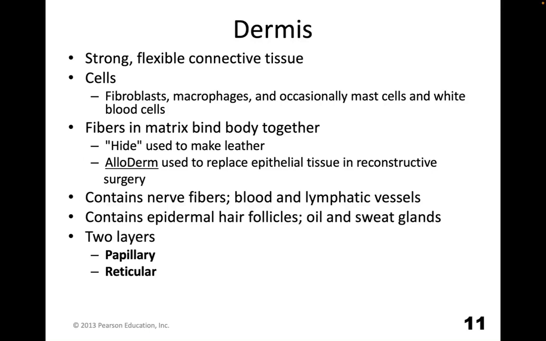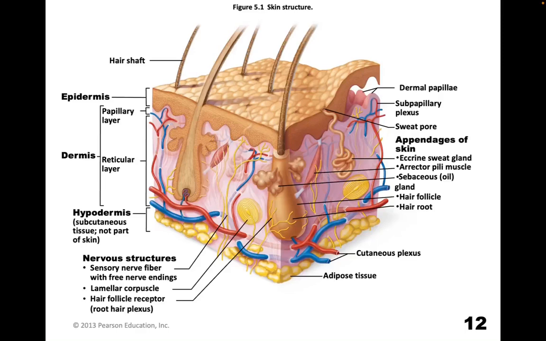And they do have AlloDerm, which is used to replace epithelial tissue when they do reconstructive surgery. It does contain nerve cells, blood, and lymphatic vessels. It also has the hair follicles and the oil and sweat glands that we talked about. And it has two layers, the papillary and reticular areas.